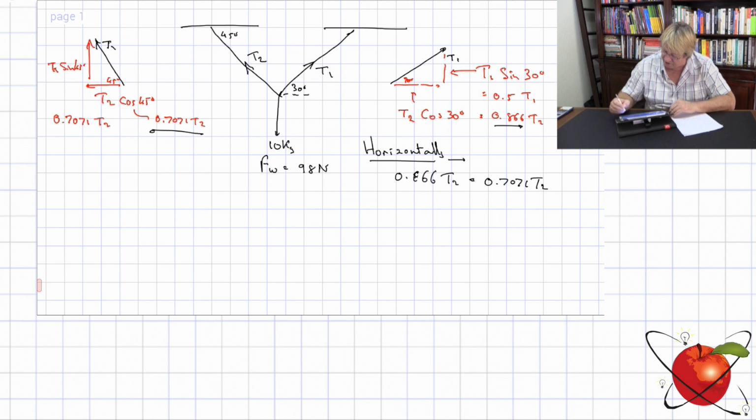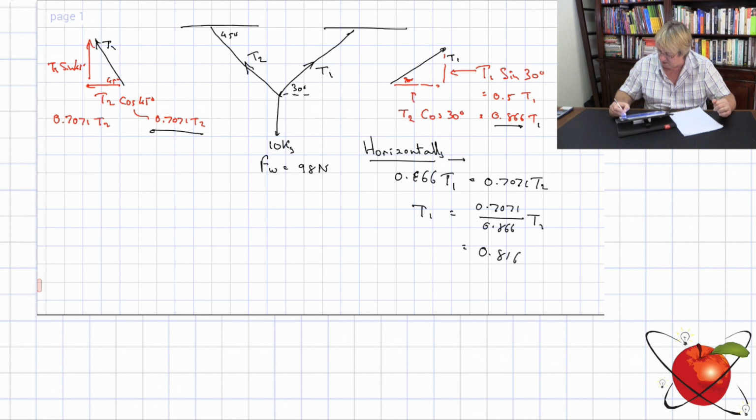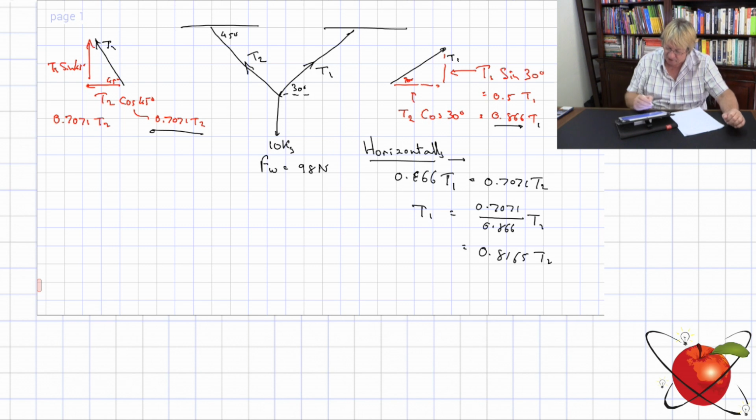We can rearrange it. Look what I've done, I've written T2 there instead of T1. My bad. This is T1, that's a T1 over there. So we can now put them equal to each other, and at the end of the day we can say that T1 must be equal to 0.7071 divided by 0.866 times T2, which gives us 0.8165 times T2. Then we move along. Now we have a look at vertical.